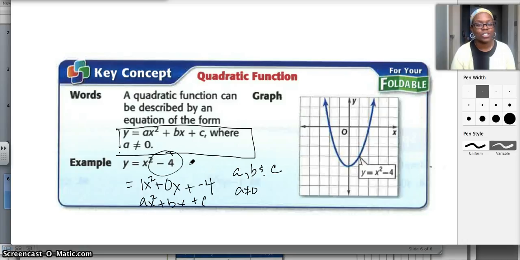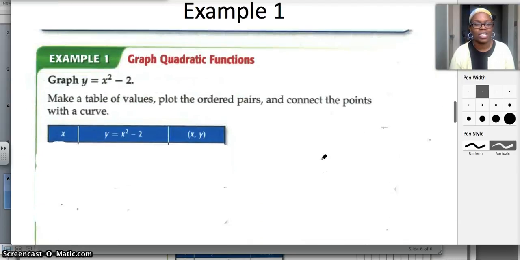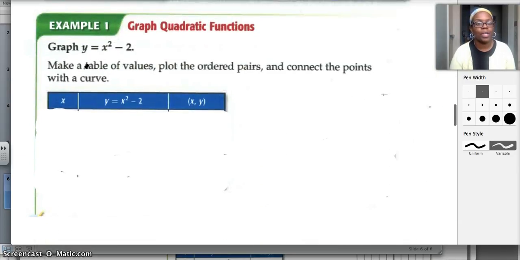Notice that our c term, the one that we were talking about, is negative 4. Do you notice anything about this graph and how that negative 4 might have an impact on it? Let's see if whatever you're noticing comes up in another example. So let's try example 1. Here in example 1, we're going to graph y equals x squared minus 2. Recognizing that we're dealing with a quadratic function, our expectation is that we're going to get some kind of a parabola, right?